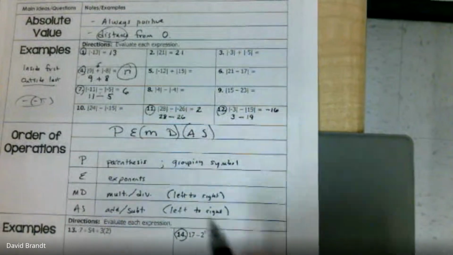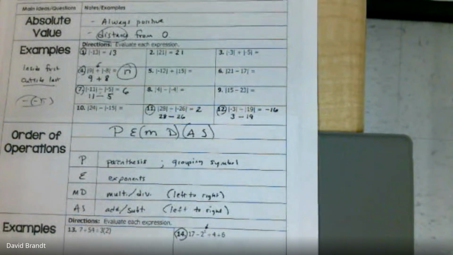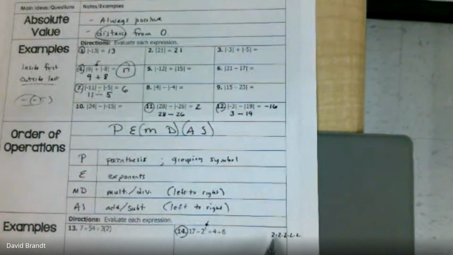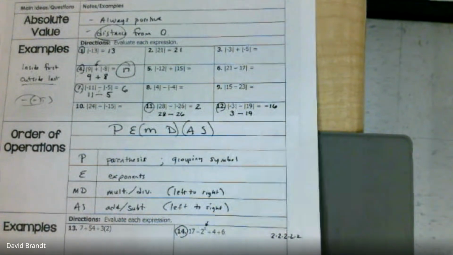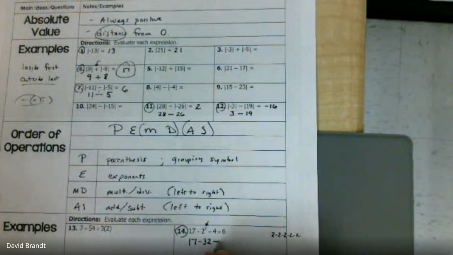Do we see any exponents? Yep, we see one right there. 2 to the 5th power. What does 2 to the 5th power mean? It means 2 times 2 times 2 times 2 times 2. If you figure that out, 2 times 2 is 4, 4 times 2 is 8, times 2 is 16, times 2 again is 32. 2 to the 5th power is 32. So I'm going to replace 2 to the 5th power with 32. That's a division symbol.